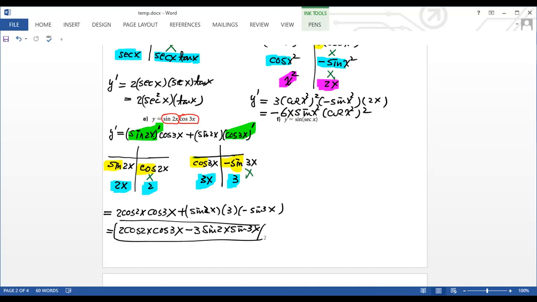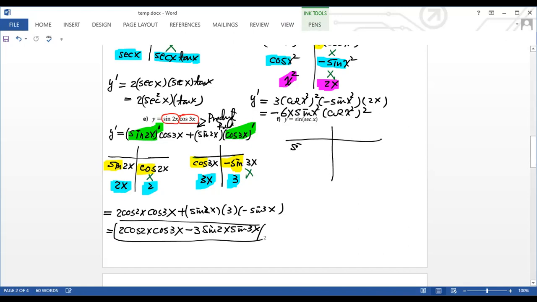So let's combine what we learned before, the product rule. Don't forget, when you have a product of two functions, this is what we call the product rule. Okay, so let's take a look at this one here. This one is y equals sine of secant. I think I can spot this one very fast.